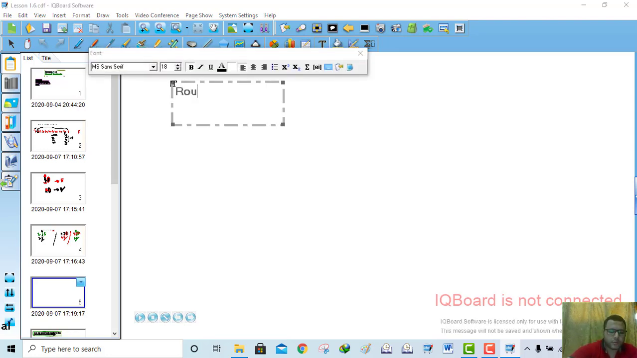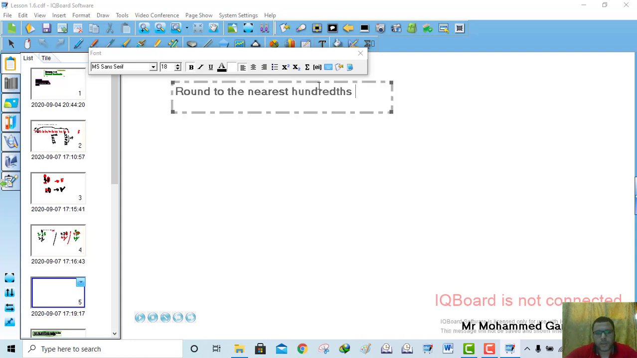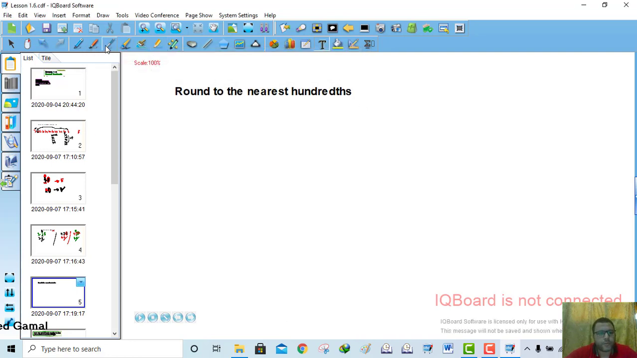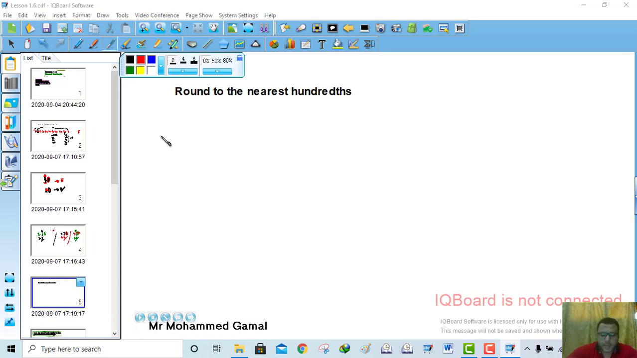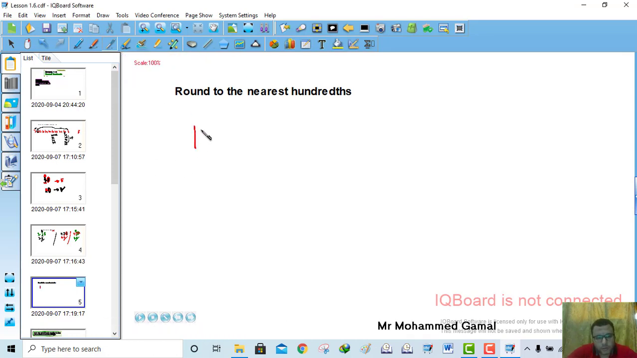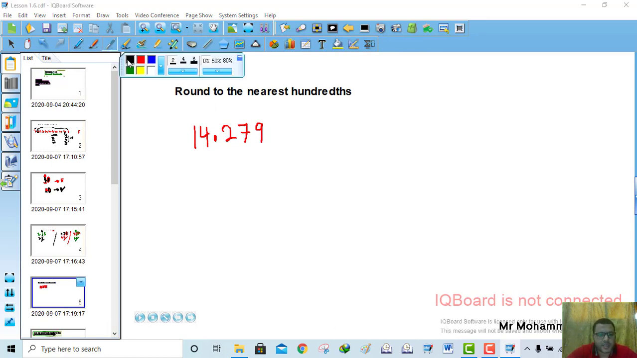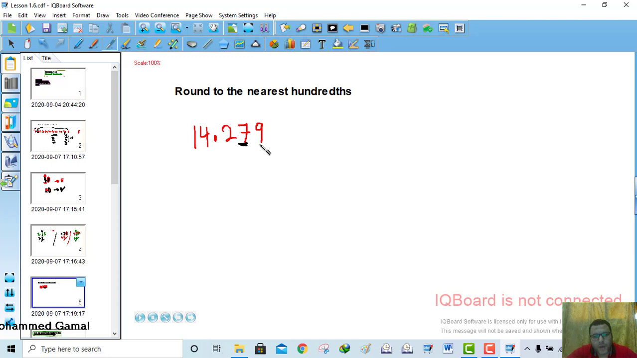Round to the nearest hundredths. Okay, let's take an example. Let's say that we have 14 decimal point 279. Where is my hundredths place? Yeah, exactly, the 7. So I'm going to ask myself about 7.